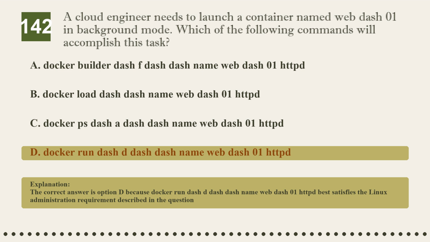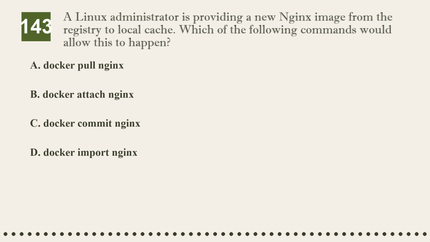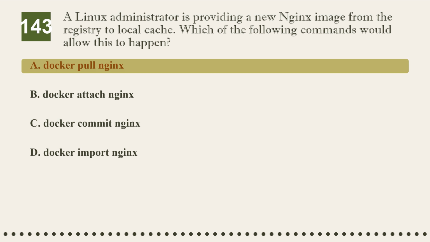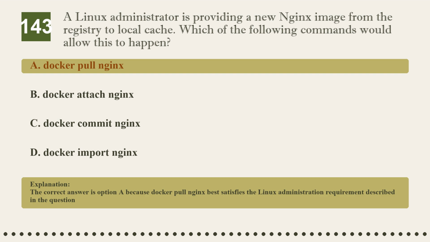Question 143. A Linux administrator is pulling a new Linux image from the registry to local cache. Which of the following commands would allow this to happen? Option A, docker pull linux. Option B, docker attach linux. Option C, docker commit linux. Option D, docker import linux. The correct answer is option A, docker pull linux. The correct answer is option A because docker pull linux best satisfies the Linux administration requirement described in the question.